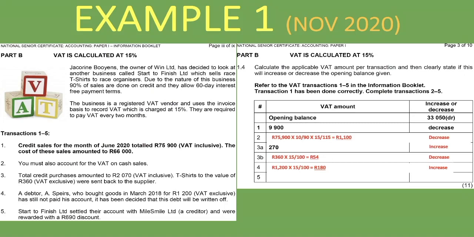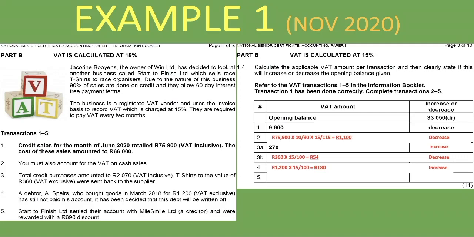So here we're told that the owner of Win Limited has decided to look at another business called Start to Finish Limited, which sells race t-shirts to race organizers. So obviously we would be Start to Finish Limited, and that means we are the ones who are settling the account with Miles Smile Limited, which is our creditor. All right, and we are rewarded with a 690 Rand discount.